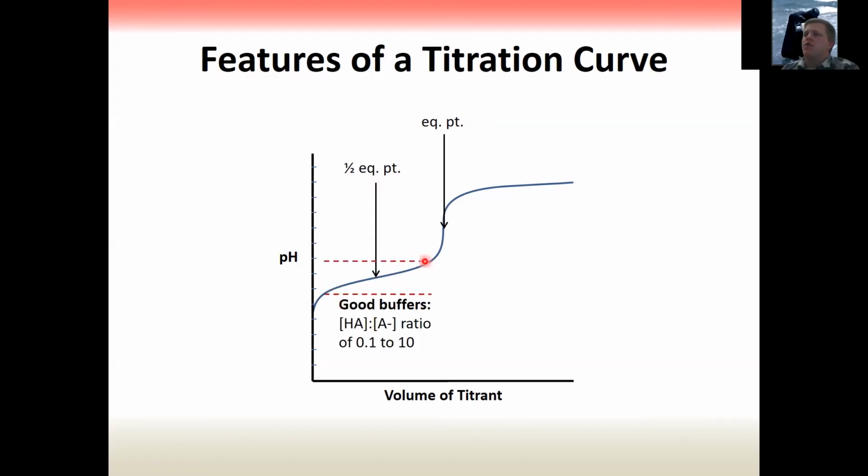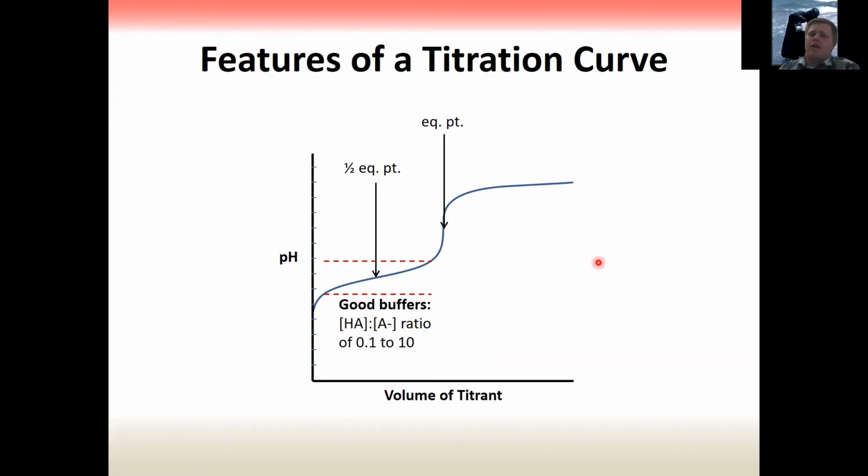And of course, around this is our buffering region. So in this region, our acid is, of course, getting turned into a base. And we have a good buffer region, or a region where our buffer is strongly resistant to pH change when the ratio of acid to base is within a factor of 10 of one another.